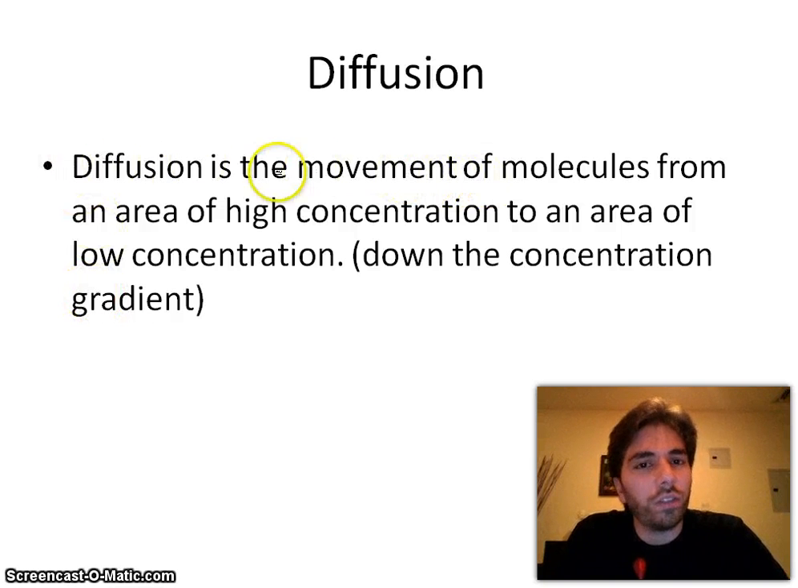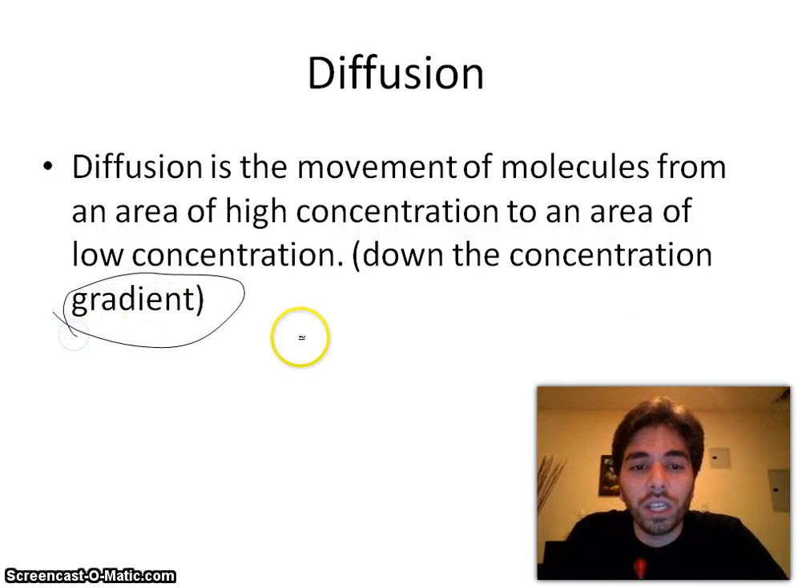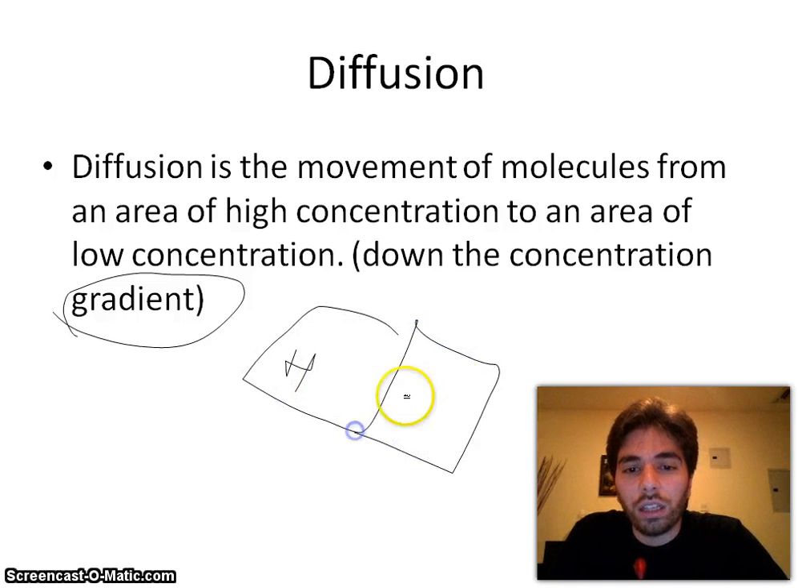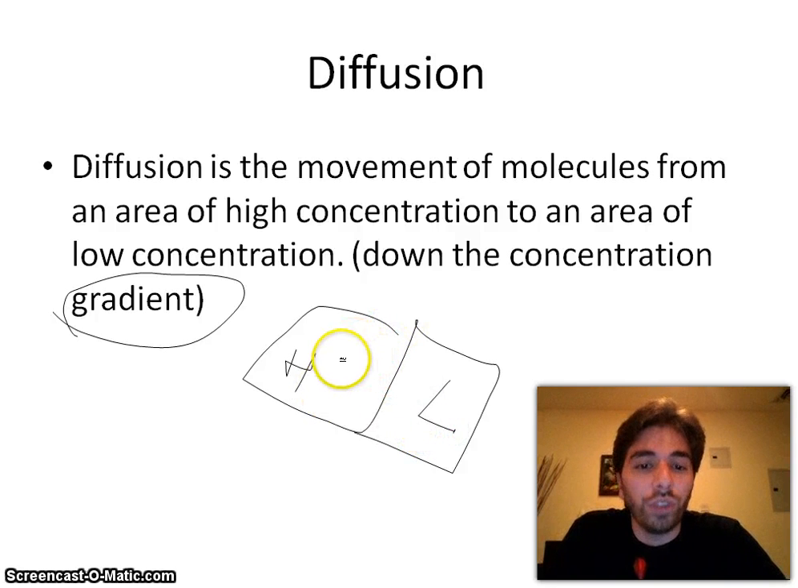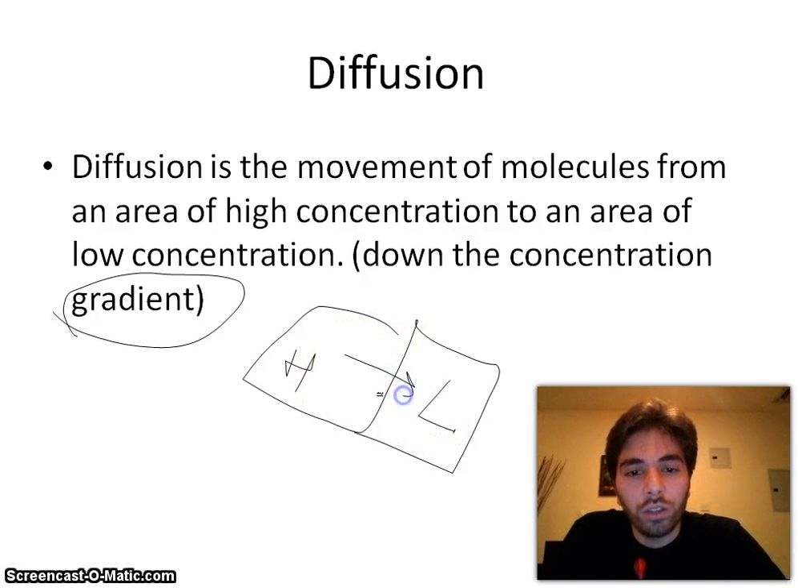So this is the definition of diffusion. It's the movement of molecules or particles from an area of high concentration to an area of low concentration. We say down the concentration gradient. The gradient means the difference. So if I have high concentration in here and low concentration here, I do have a gradient, and the particles will move down, so from high to low.